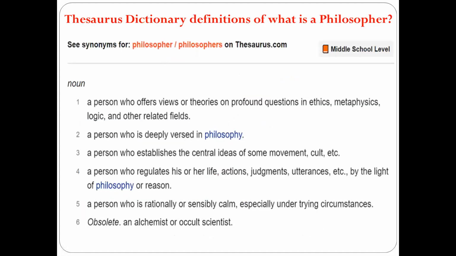In the dictionary, a philosopher is defined as a person who offers views or theories on profound questions in ethics, metaphysics, logic, and other related fields. It is also defined as a person who is deeply versed in philosophy. It is also defined as a person who establishes the central ideas of some movement, health, etc. It is also defined as a person who regulates his or her life, actions, judgments, utterances, etc. by the light of philosophy or reason. It is also defined as a person who is rationally or sensibly calm, especially under trying circumstances. Lastly, it is also defined as an obsolete, an alchemist, or occult scientist.